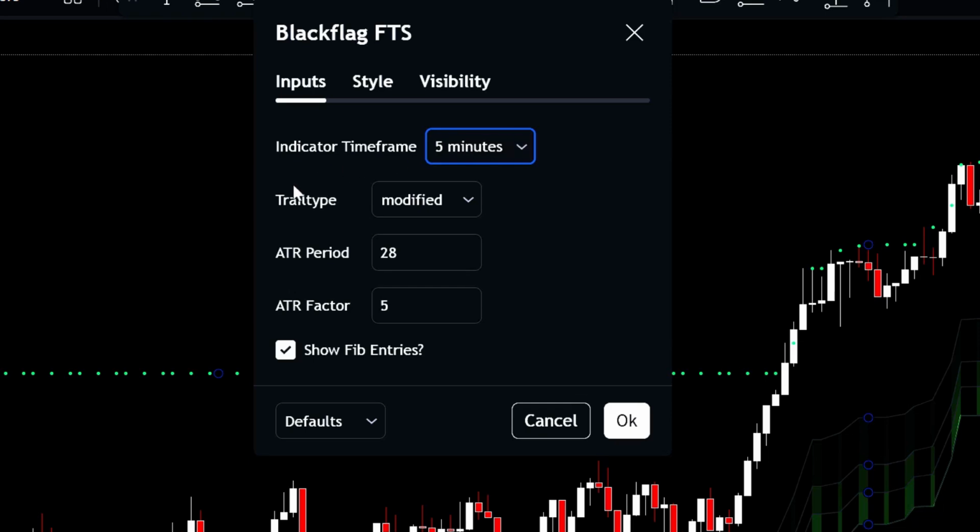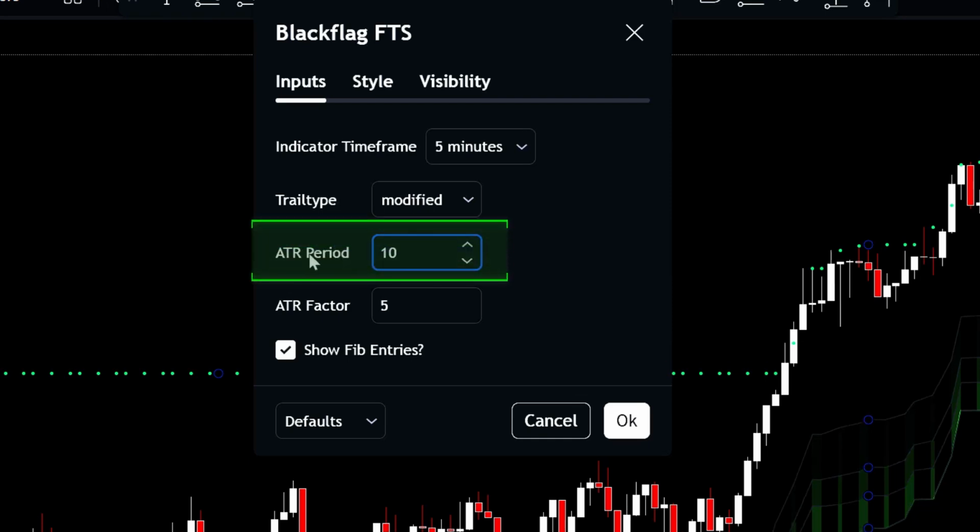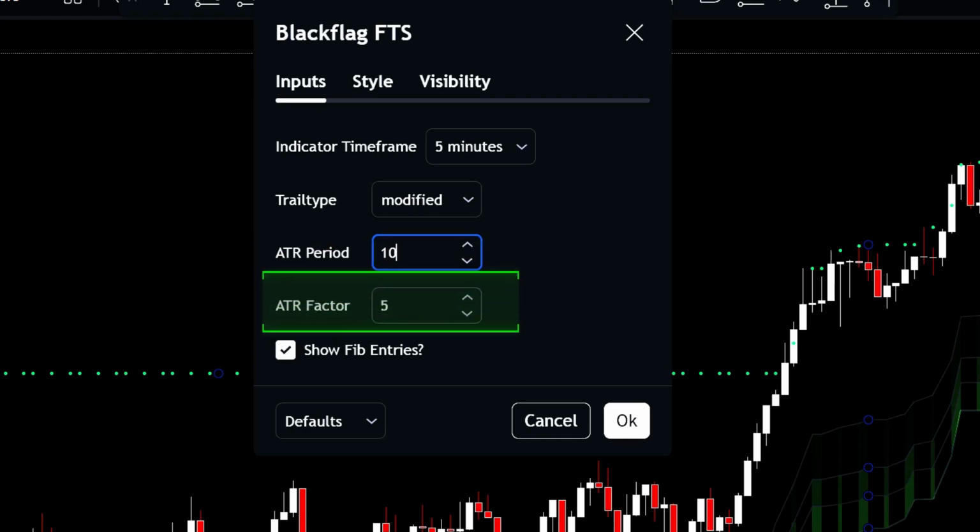And I want to keep this super simple so you don't get lost. So first thing, for the trail type, just leave it exactly where it is. The default setting is perfect, no need to mess with that. Now the next one's important, the ATR period. We're gonna bump that up to 10. Just type in 10 there, easy peasy. And then the ATR factor, leave that one alone too. 5 is the magic number there, so we're good to go.